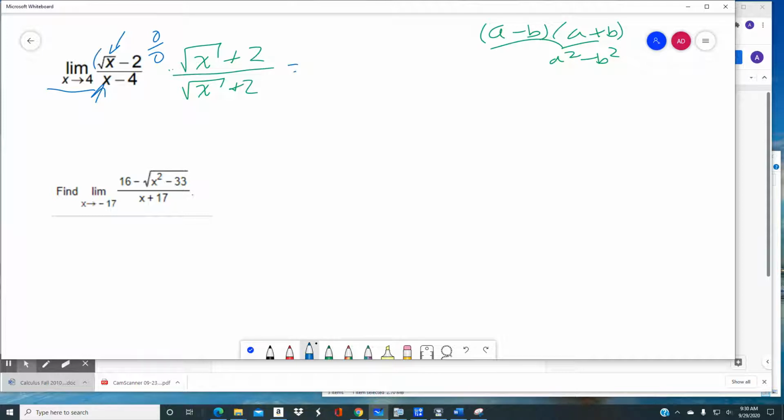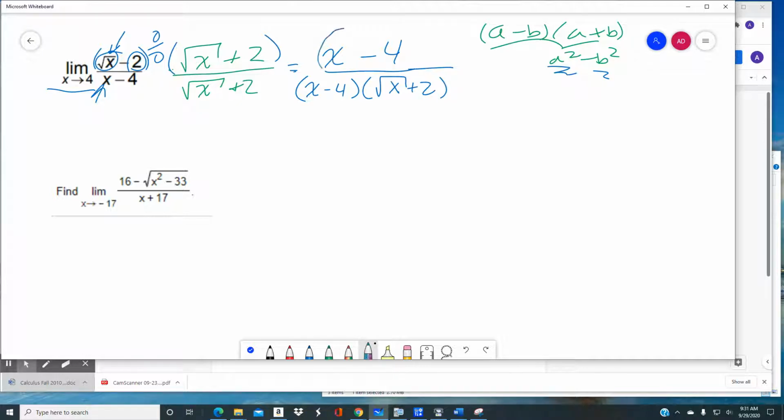So when I FOIL this out, I'm left with an x minus 4. Now I did say FOIL, but you know what I mean. You're distributing. Bottom line is it's the first term squared minus the second term squared. In the denominator, do not distribute that, even though we really want to. The reason is because if I have an x minus 4 in the numerator and an x minus 4 in the denominator, they divide out to get you 1.